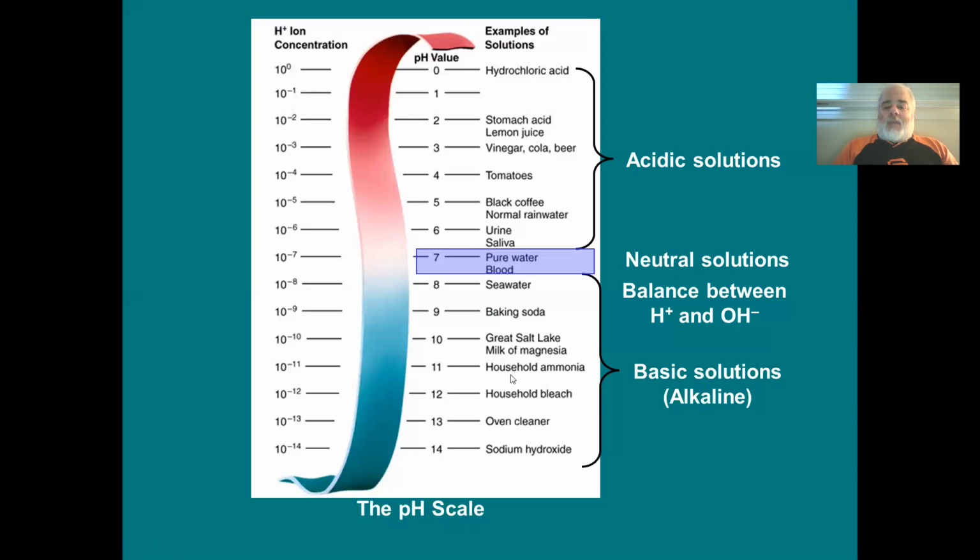Just a tiny bit more basic than that is household ammonia. Don't drink ammonia. That's going to kill you. So again, just because something has a similar pH does not have any distinctive or definitive relationship to how toxic it is or is not. All right. Oven cleaner, very, very basic. And the most basic of all, pure saturated sodium hydroxide solution.